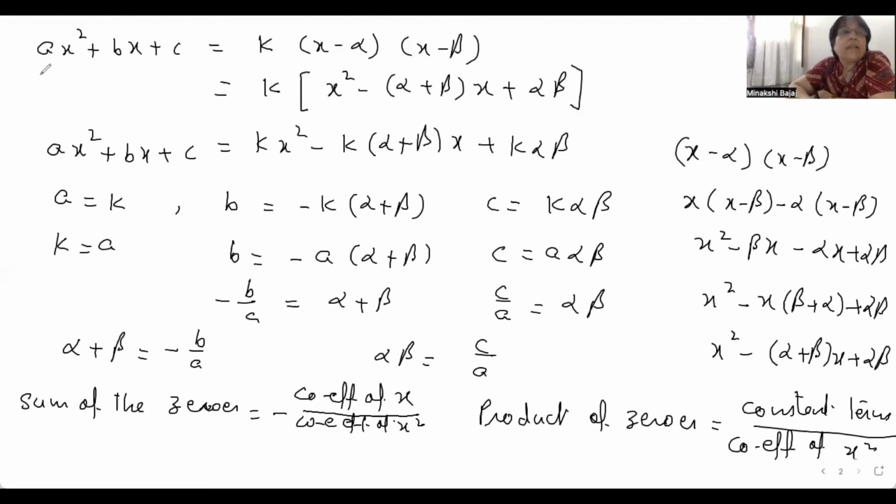Let me repeat it again. Now ax square plus bx plus c is a polynomial, and this can be written as k times x minus alpha, x minus beta. Multiply these two brackets. Multiply k with this bracket. Compare the coefficients. You will get the result. So you are to learn alpha plus beta is equal to minus b by a, alpha beta is equal to c by a, and sum of the zeros is equal to minus coefficient of x upon coefficient of x square, and product of zeros is equal to constant term upon coefficient of x square.